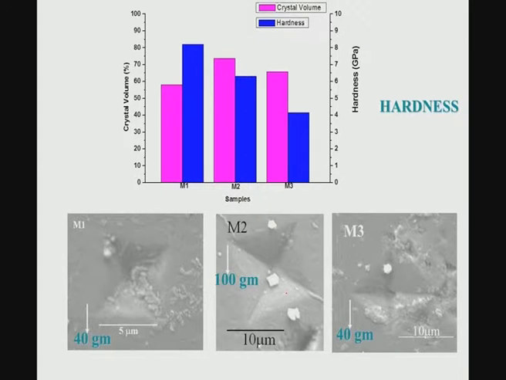Now, in terms of hardness of these materials, the blue one is the hardness. These materials have a hardness of 8 gigapascal. Just to give you the relevance of this value, steel, when hardened in the fully martensitic condition, has a hardness of 7 gigapascal. Compared to fully hardened steel, this glass ceramic has almost equal or identical hardness, like 8 gigapascal.